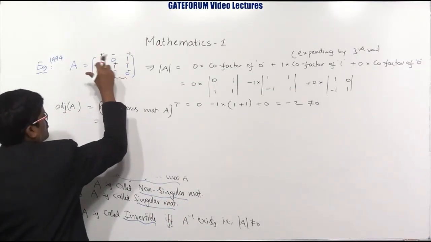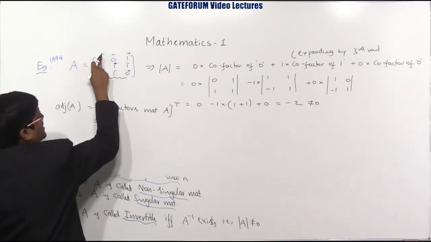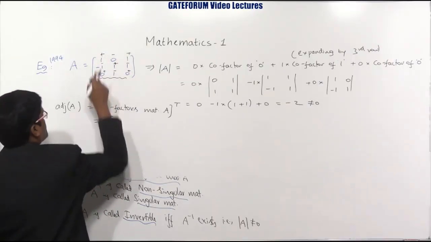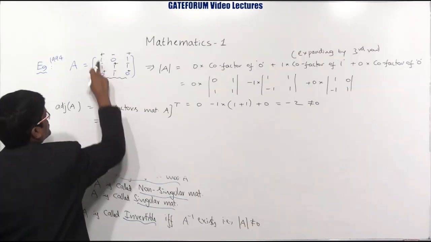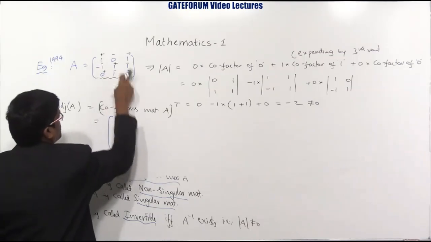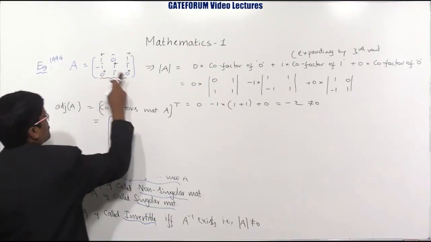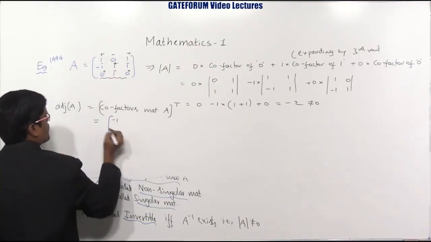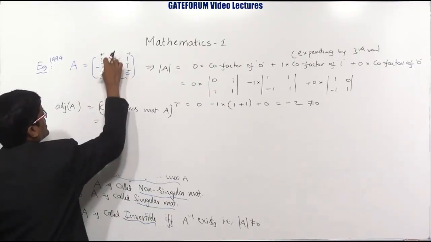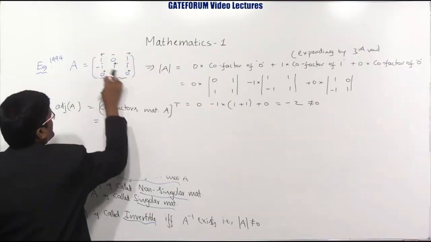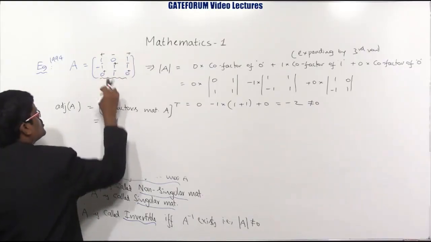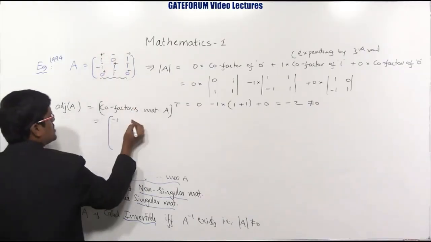So this is the first element. First, how to find the cofactor? Proper sign symbol into the minor of that element. Minor of this 1: deleting first column, first row, this is the small submatrix. Determinant 1 into 0, minus 1 into 1, so minus 1. Into plus, minus 1. The second element 0: delete second column, first row. So minus 1 into 0, minus 1 into 0. 0 into black color symbol minus, 0.